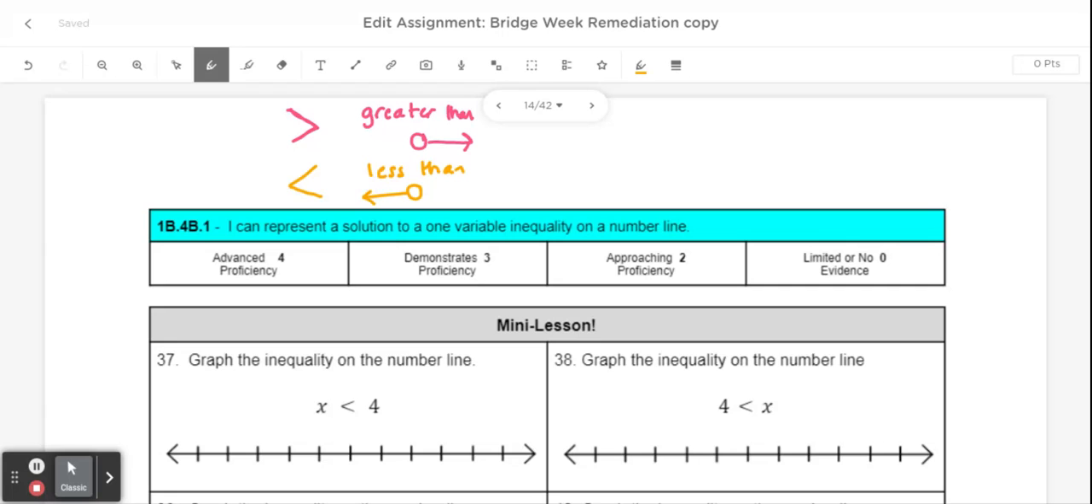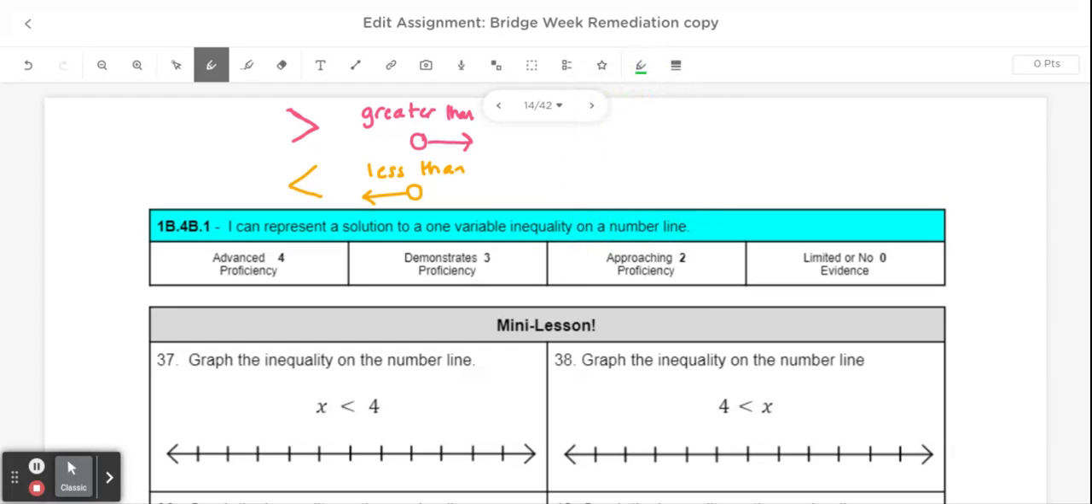Now, the reason we're using open circles for both of those is that we do not want to be equal to that number. There's no equal to symbol underneath. And we're shading to the right or to the left based on whether we want to be bigger, which would be to the right side of the graph, or less than that number.